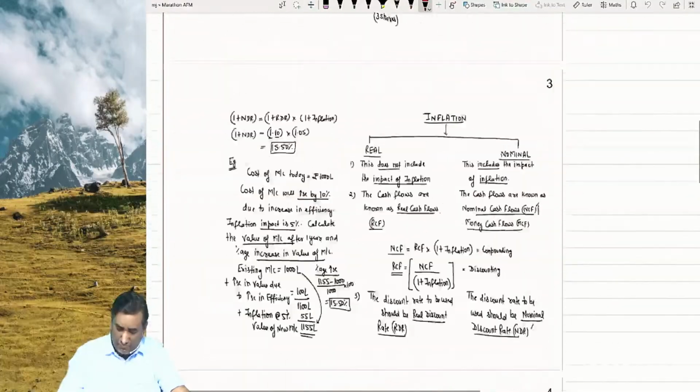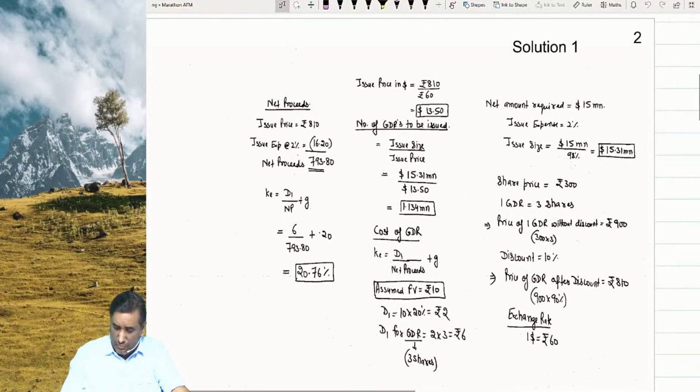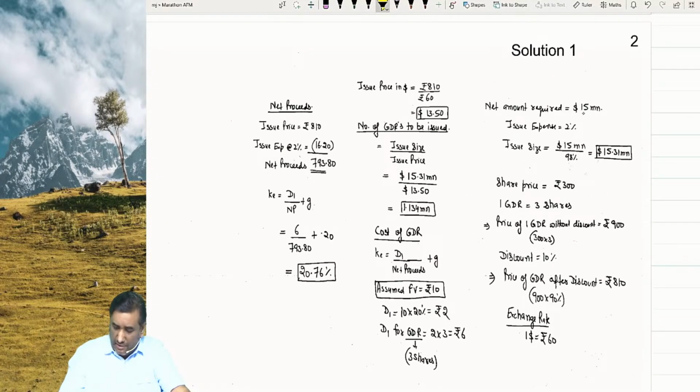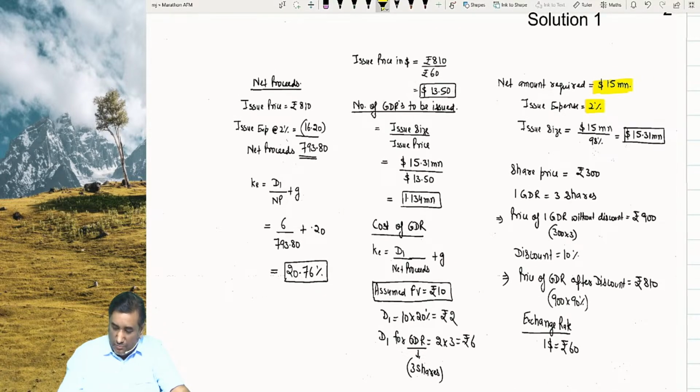Let me just check. This is on slide number 2. So I have the net amount of 15 million. I'll quickly do a recap. You have the question in front of you. Issue expenses 2%, so issue size would be 15.3 million. Share price was 300, and 1 GDR is equal to 3 shares. Price of 1 GDR without discount is 900. Discount of 10%, so price of GDR after discount is 810. 900 into 90. Exchange rate $1.60. Issue price in dollars is 13.5. Number of GDRs to be issued is equal to 1.134 million. That was the first part answer.